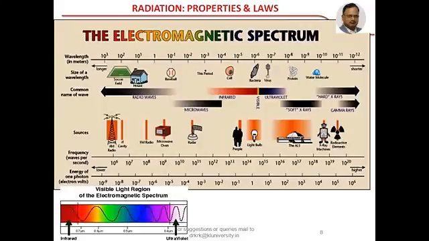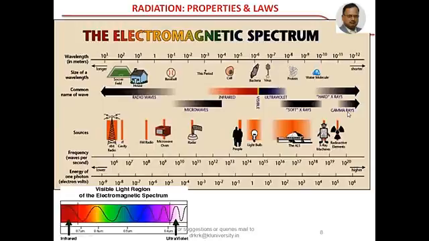Let us have a look at the overall electromagnetic spectrum, wherein different kinds of waves have a range of wavelengths from 10 to the power 3 meters to 10 to the power minus 12 meters. This electromagnetic spectrum includes gamma rays, X-rays, ultraviolet radiation, visible light, infrared radiation, thermal radiation, a part of it, microwaves and radio waves, etc.